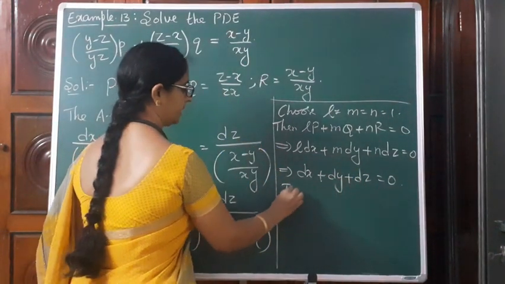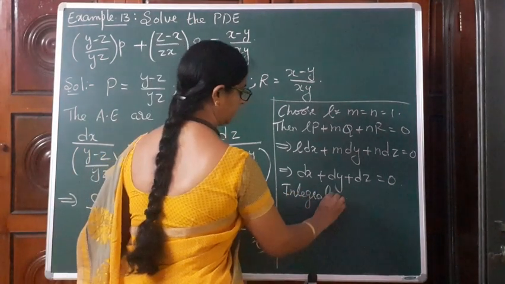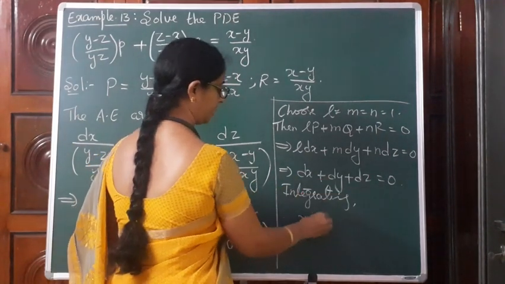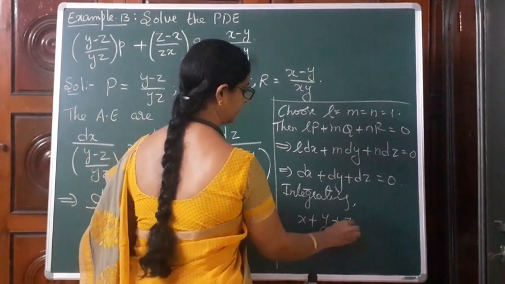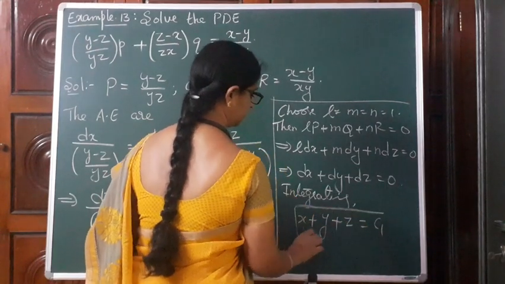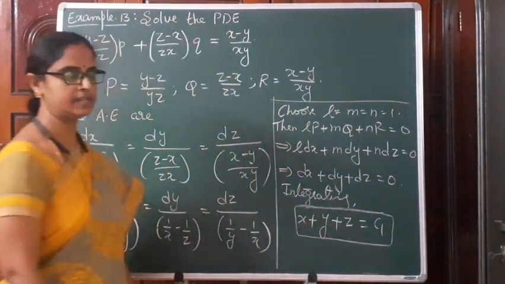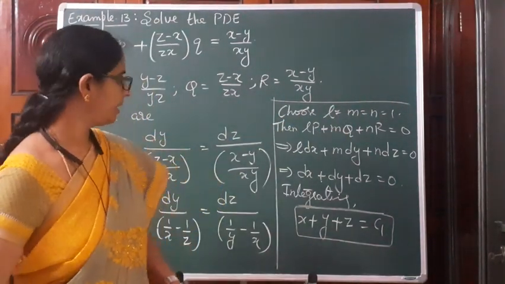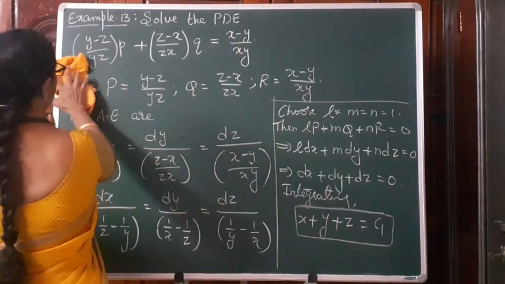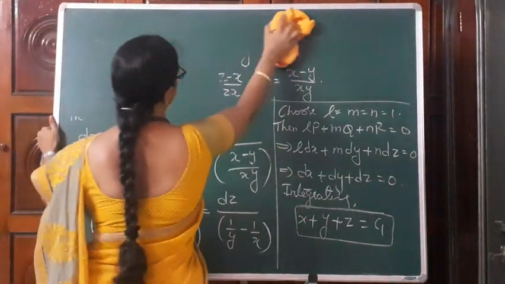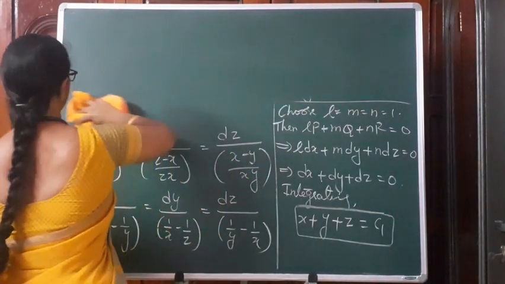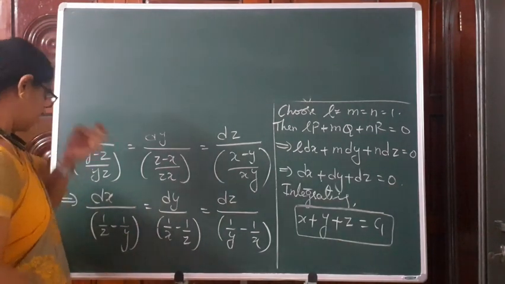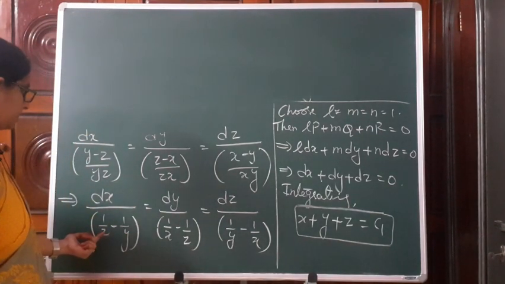Now integrating both sides, we get integral of 1 dx is x, integral of 1 dy is y, integral of 1 dz is z, equal to c1. So x plus y plus z equals c1 is one solution when we take the multipliers as 1, 1, 1. Now we have to search for another set of multipliers for the second solution, which is independent of the first one. So how do you find another set of multipliers?